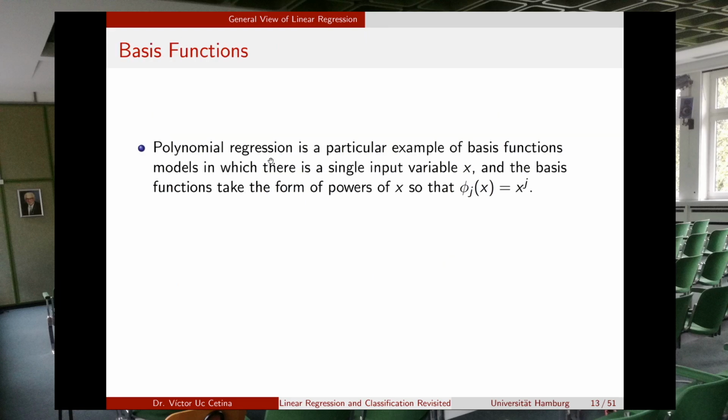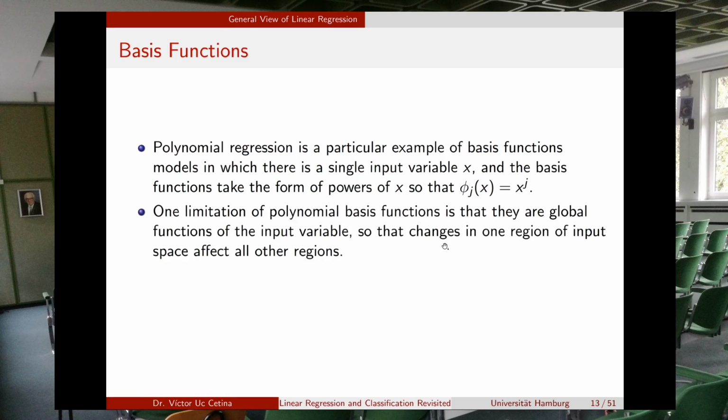In the case of polynomial regression, it is a particular example of basis function. In that case, our phi function will be defined as x^j. So the index over the term of the basis function will work here as a power, so this will be x to the power of j, and this is how we define our polynomial function.